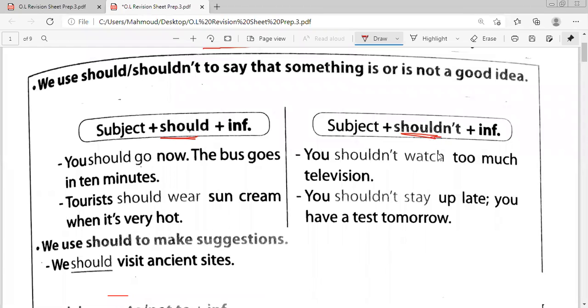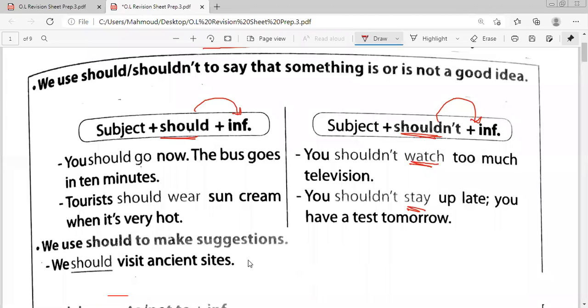But here, shouldn't, we can use it in the negative. You shouldn't watch too much television. You shouldn't stay up late. You have a test tomorrow. It's okay. And after should or shouldn't, you have to put the verb in the infinitive, as you see: watch, stay, go, wear, and so on.